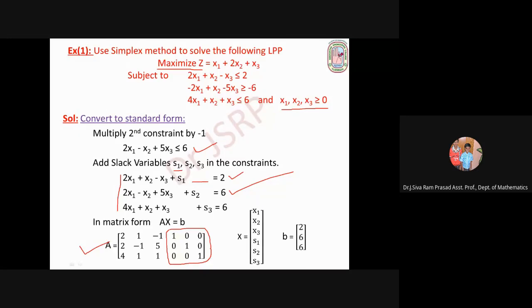So what is step 3? We choose the variables corresponding to the unit matrix as basic variables. So what are the variables corresponding to this unit matrix? 1 0 0, this is corresponding to S1. 0 1 0, this is corresponding to S2. 0 0 1, this is corresponding to S3. Okay. So we choose S1, S2, S3 as basic variables. That means the other variables x1, x2, x3 are non-basic variables. Okay. So they have to be taken as 0. Okay. So then we write the initial basic feasible solution.